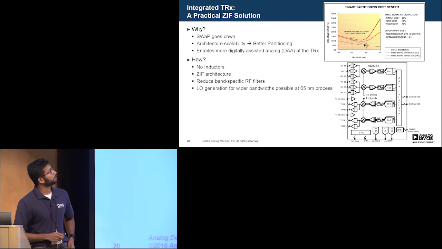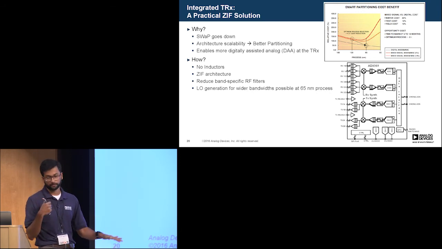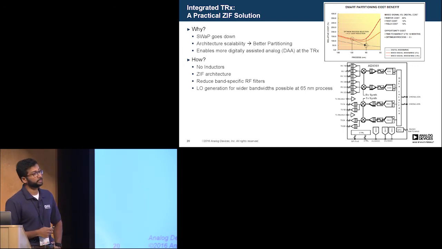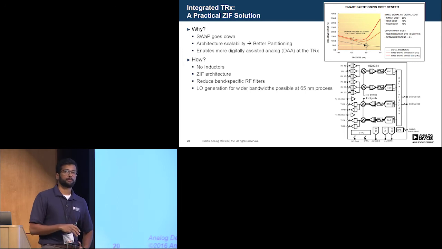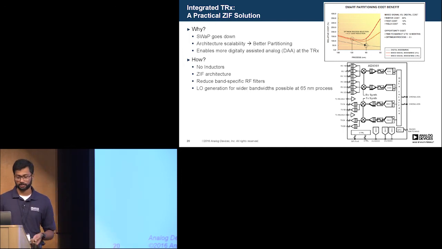Now, with digitally assisted analog, you're able to run all of the things that we talked about, IQ imbalance corrections, within the transceiver, because now all of these things are sitting right there on a single chip, allowing you to make corrections at the source rather than later on upstream. Now, how is this done? Magic, or actually just good design. No inductors. The zero IF architecture helps a lot. It also reduces the requirement for band-specific RF filtering, and one of the reasons, again, why you can do this is because you can generate an LO at the 65 nanometer and lower node processes.